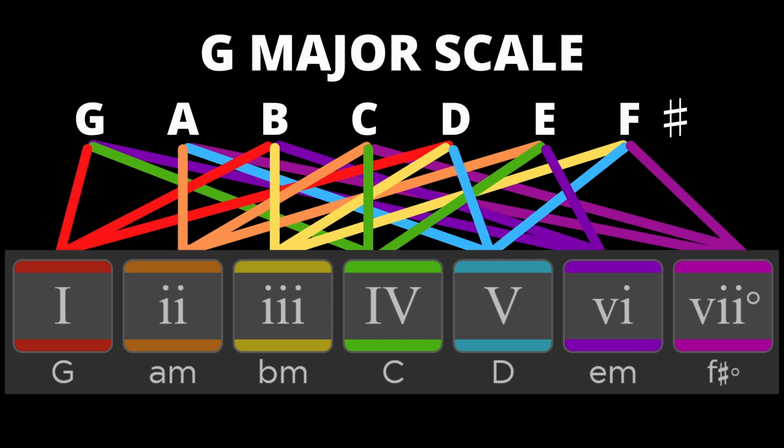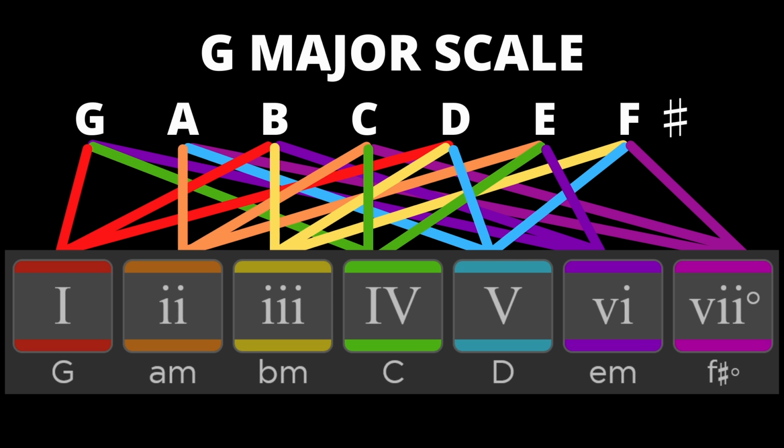You can then repeat this process for every note of the G major scale. This will generate a pool of 7 chords in total. This means that our 1 chord is G major, the 2 chord is A minor, 3 is B minor, 4 is C major, 5 is D major, 6 is E minor, and 7 is F sharp diminished.